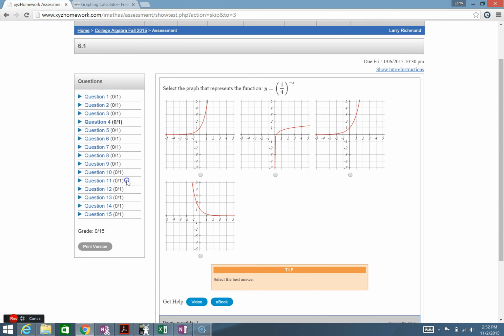All right, I'm looking at number 4. It says y equals 1/4 to the power of negative x. One note that I want to talk about is if you are going to enter any kind of exponent that's not simply x, we need to group that in parentheses. If I were entering in y equals 1/4 to the negative x, I would enter it in this fashion.